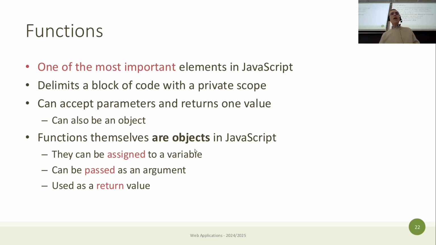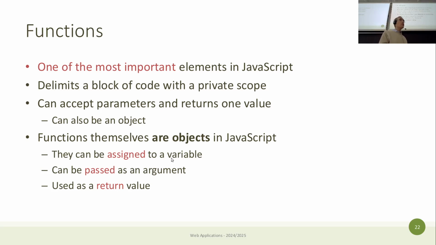Functions themselves are objects in JavaScript. This means that they have a reference, and so they can be used as a value in any place where you can put a JavaScript value. And in particular, they can be assigned to a variable.